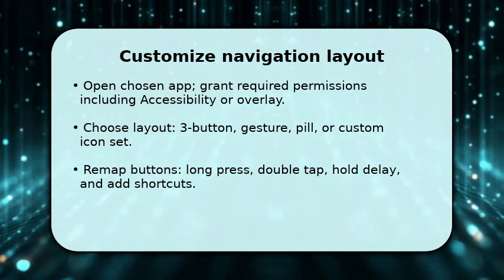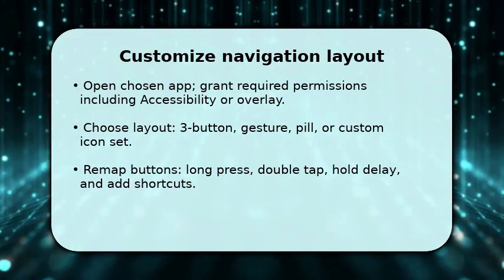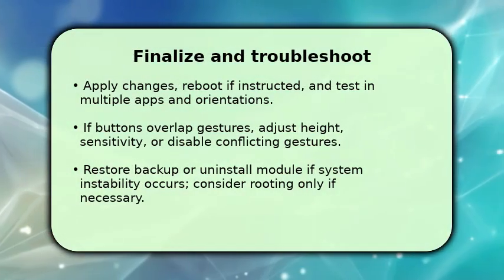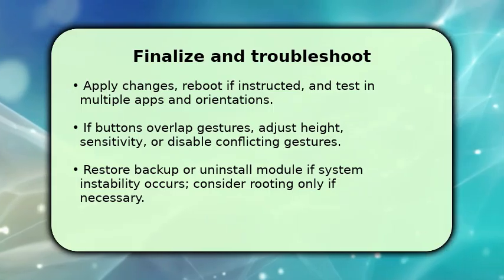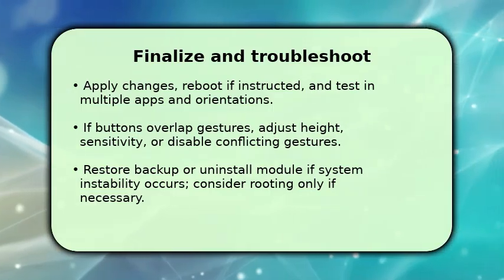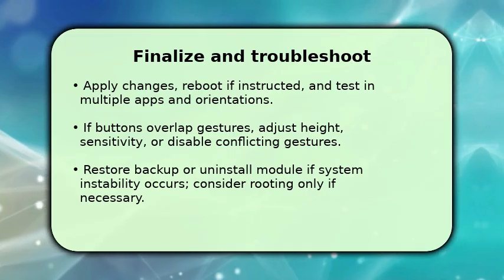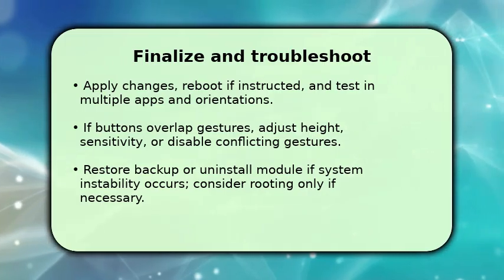You apply the new configuration and then immediately test navigation across several apps in landscape and portrait. If icons overlap gesture areas or don't respond, fine-tune height, edge sensitivity, and dead zones. Disable system gestures if they conflict.